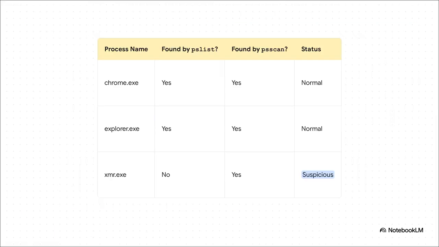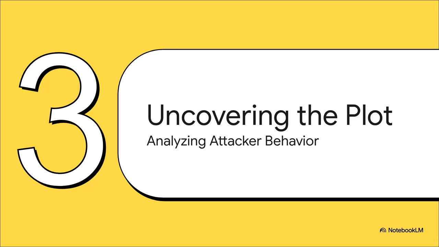And when you compare those two lists, this is what you get. The ghost just pops right out. You see, normal programs like Chrome and Explorer, they're on both lists, no problem. But then, look at this: xmr.exe. It's not on the official list, but our door-to-door sweep found it. That difference right there, that's our smoking gun. Okay, so we found our hidden suspect. We have them. But now we have to figure out, what were they up to?